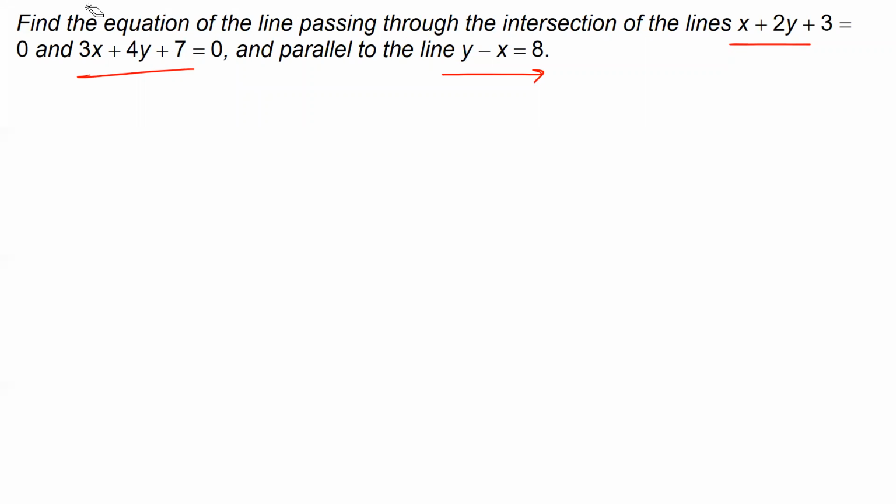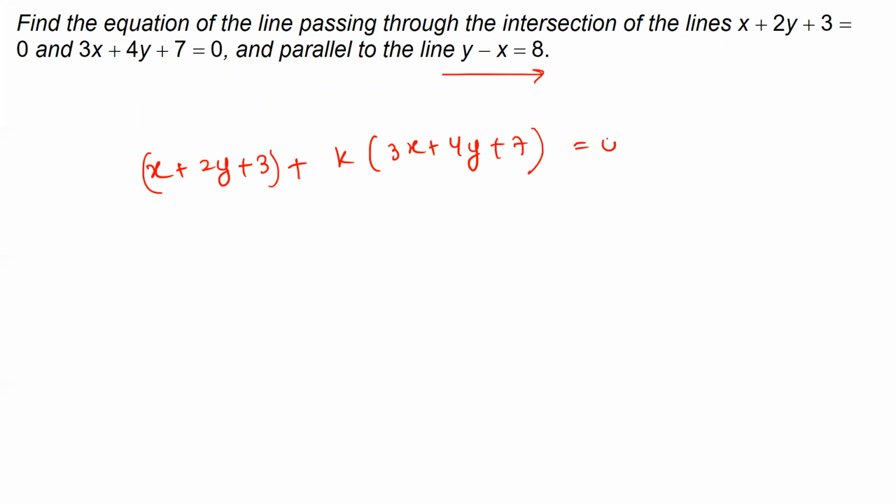So we are given these two lines and we want our required line to pass through the point of intersection of these two lines. So consider this, what I'm writing: x + 2y + 3 + k times (3x + 4y + 7) = 0. Now, what I have written is actually all of those straight lines which pass through the point of intersection of the given two lines. Why so?